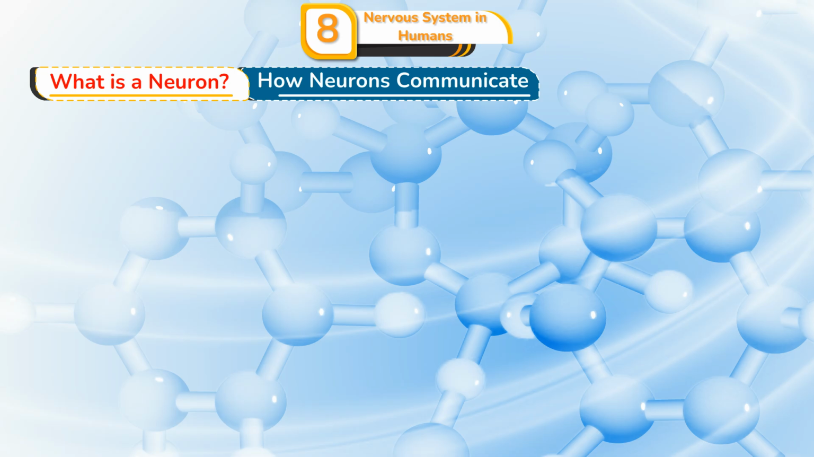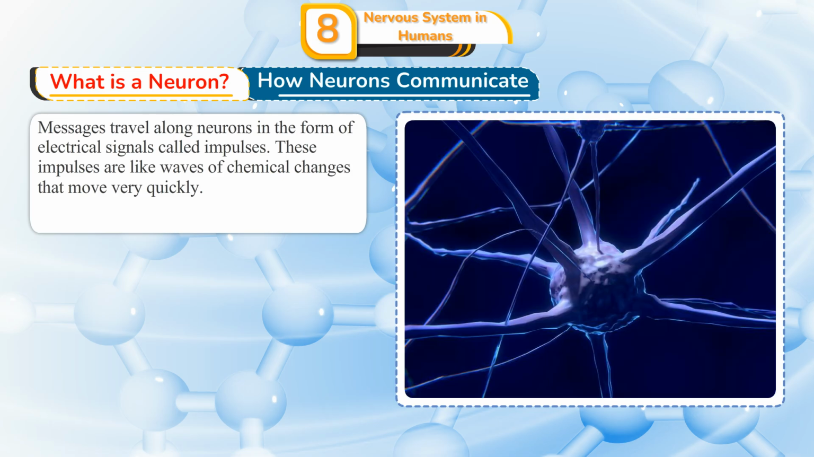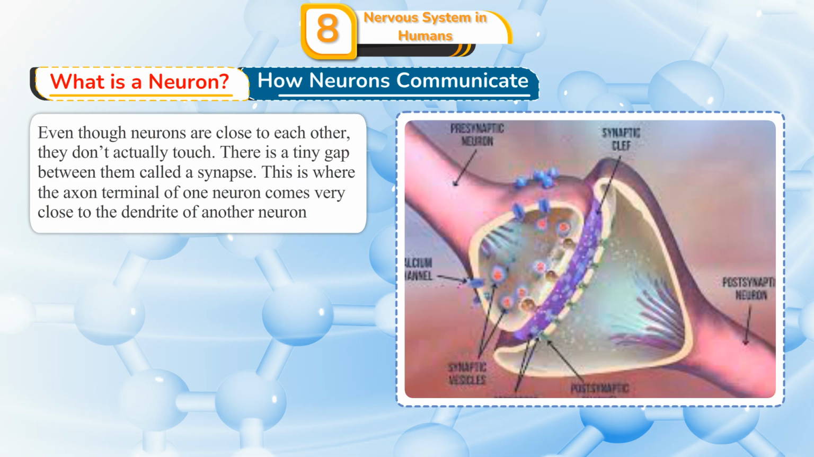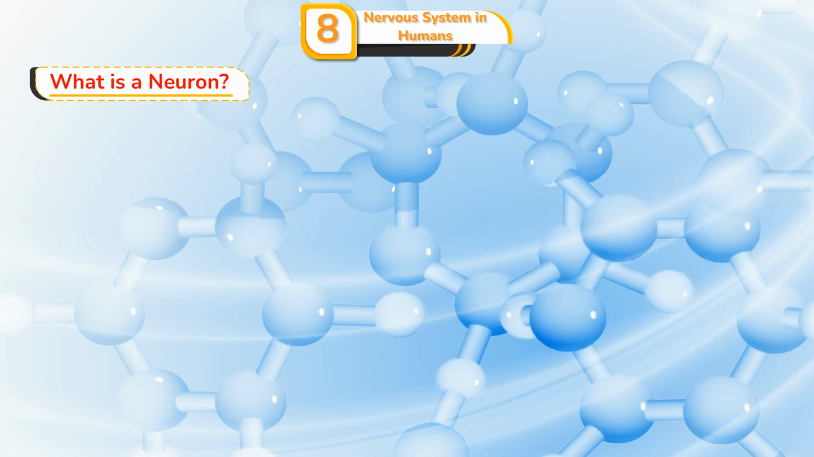How neurons communicate. Messages travel along neurons in the form of electrical signals called impulses. These impulses are like waves of chemical changes that move very quickly. Even though neurons are close to each other, they don't actually touch. There is a tiny gap between them called a synapse. This is where the axon terminal of one neuron comes very close to the dendrite of another neuron.